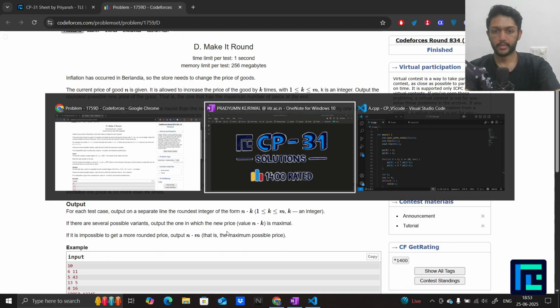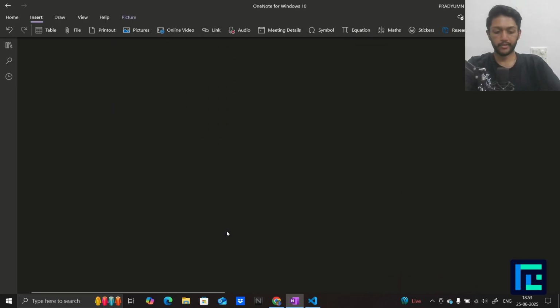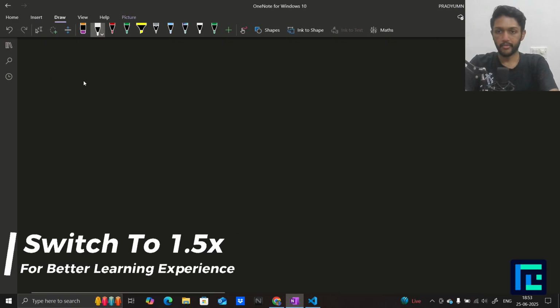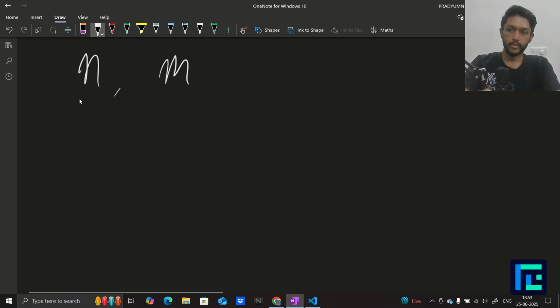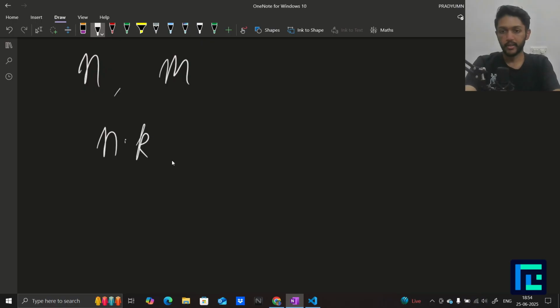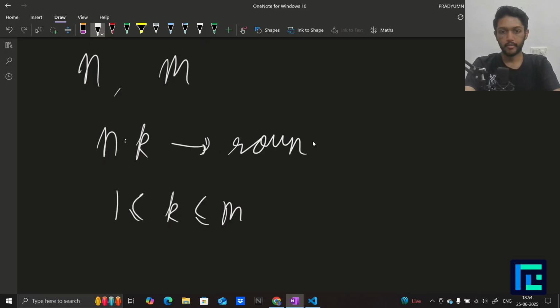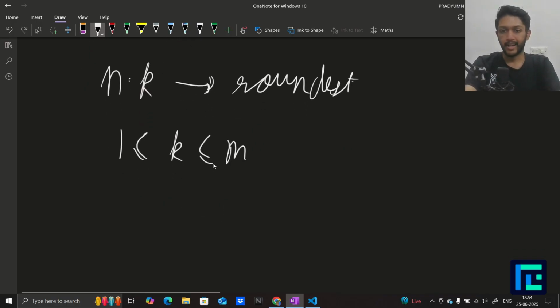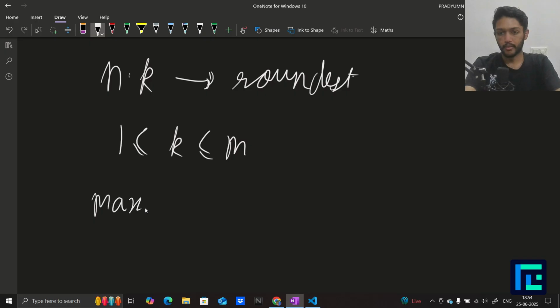Okay. So what they are saying is that currently we have been given a number n and a number m. The current price of a good is n, and we can multiply a k into it. We can multiply it by k, where k is between 1 and m, such that this final price is the roundest possible. That means that it should have the maximum number of trailing zeros.